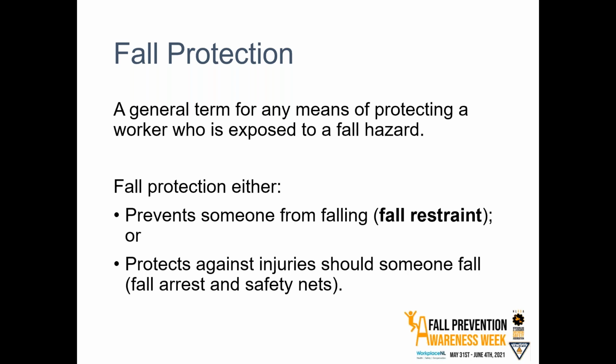And we could, in theory, break that into two categories. It either prevents someone from falling to begin with, and the best example of that we're going to talk about today is fall restraint, or it protects a fallen worker against injury after they've fallen. And these would be examples like fall arrest or safety nets. So again, just to reiterate that, fall restraint prevents someone from falling to begin with. Fall arrest has the potential to protect them from injury when they fall.